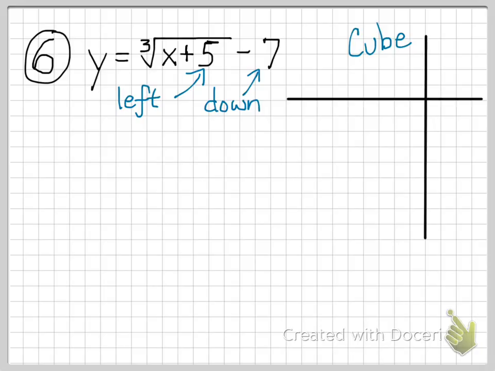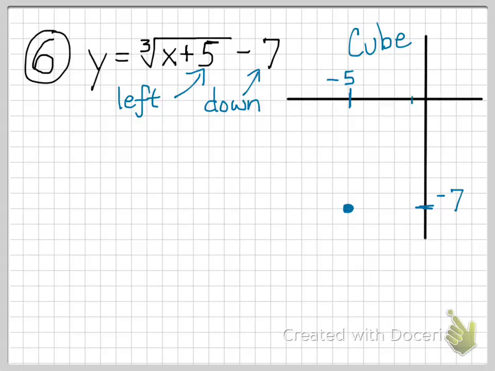So we move left 5 and down 7. This is my new starting point. This is the 0, 0. I'm going to go ahead and label.